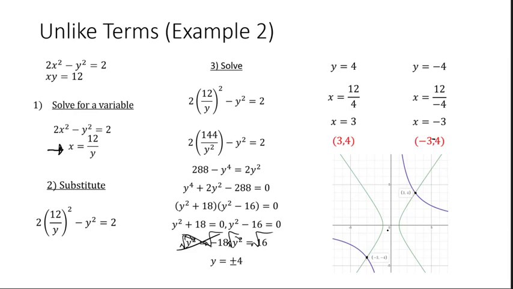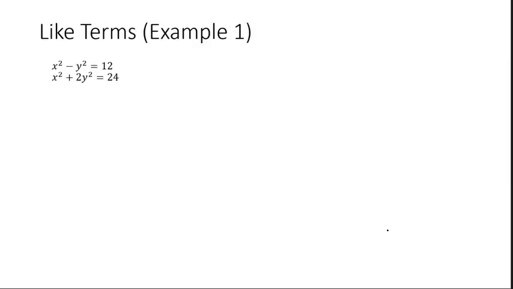So we've seen two different examples with unlike terms. Let's take a look at one example where you have like terms. Here we have x squared minus y squared equals 12, and x squared plus 2y squared equals 24. The first equation would be a hyperbola, and the second equation would be an ellipse.